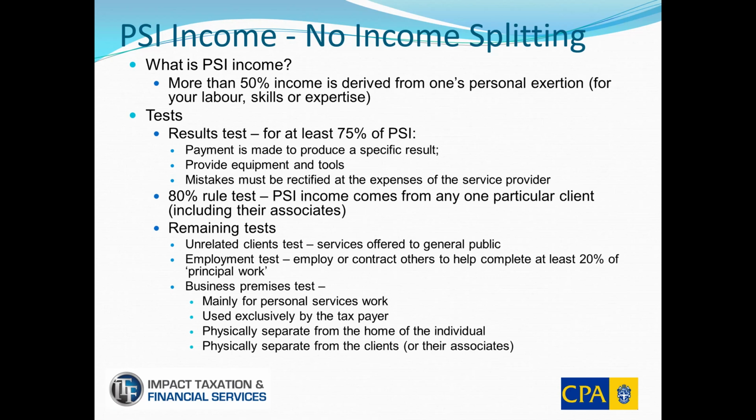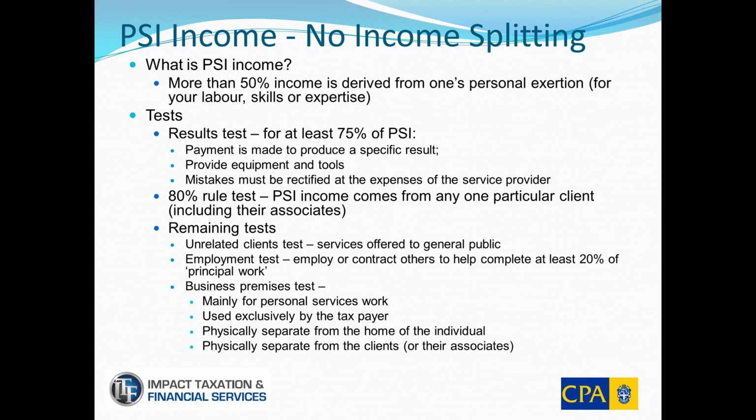Next, mistakes must be rectified at the expense of the service provider. I'm the service provider as an employee, but if I make mistakes, or say I take my annual leave and just go on holiday, someone else in the business takes over. So I can't pass this test either. Does that make sense? So I stopped at the results test, and I can't pass it. Even though they paid my salary to my family trust, I can set up many beneficiaries underneath, but I can't distribute any dollar to them to reduce my tax. Does that make sense?